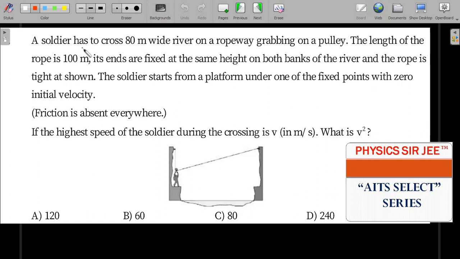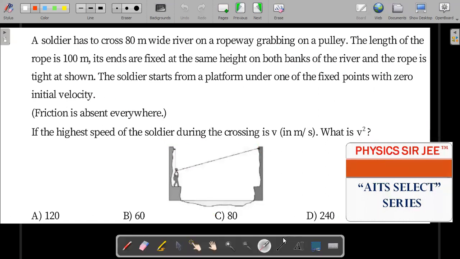A soldier has to cross an 80-meter wide river on a ropeway, grabbing on a pulley. The length of the rope is 100 meters. So here's the rope. Its ends are fixed at the same height on both banks of the river, and the rope is tight as shown. This is one end of the rope, this is another end. Let me make it slightly darker for you. So this red color, assume, represents the rope there.